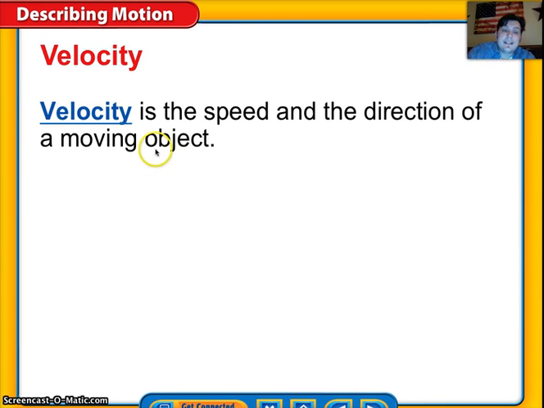Now again, you can pause after this. Velocity. The speed and the direction of a moving object. Now what's the difference between just velocity and regular speed? Speed is the distance over a certain amount of time. Velocity is the distance over a certain amount of time plus a direction. Your speed, going 3 meters per second. Velocity, going 3 meters per second north. That's the only difference. It's the only thing you need to know.